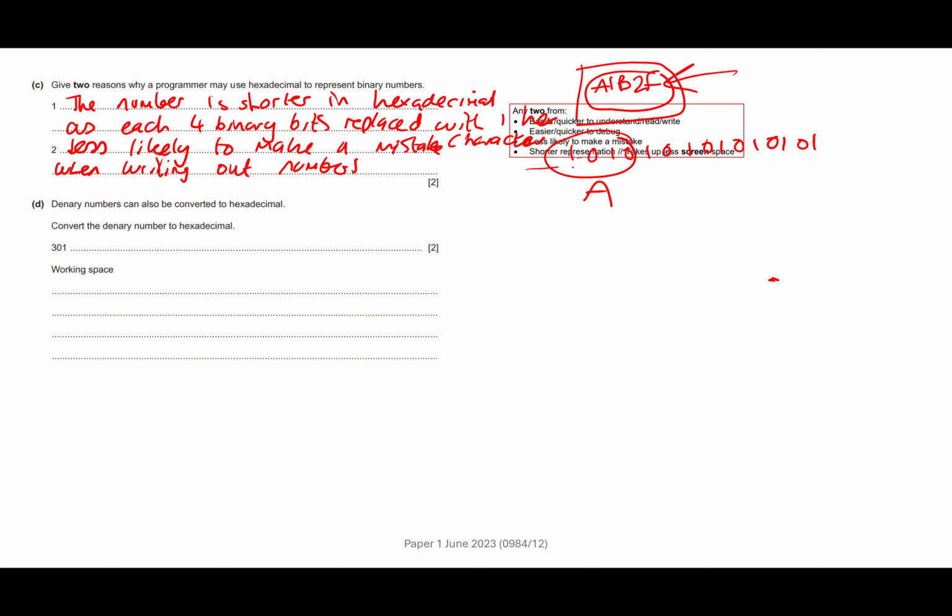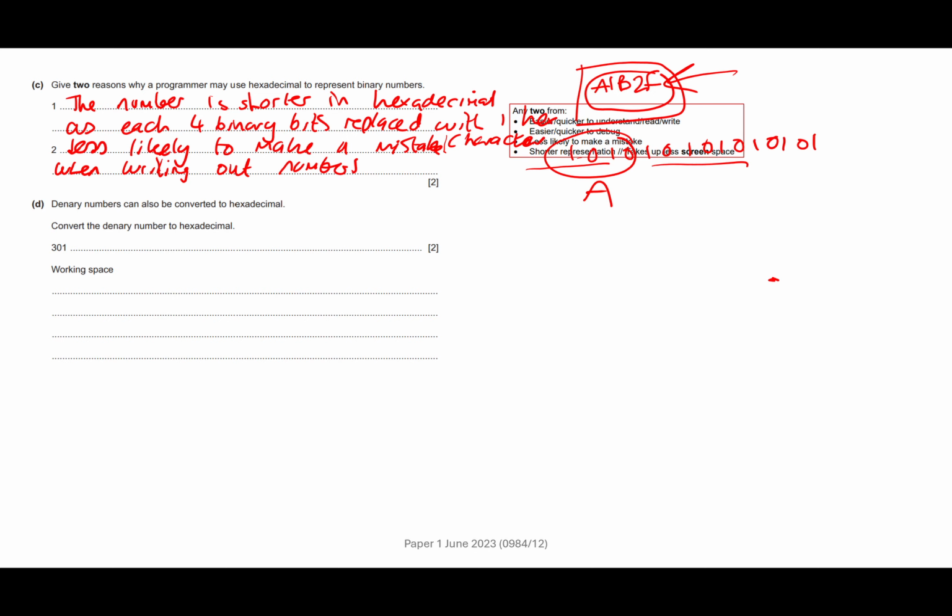So shorter representation, or it takes up less screen space. Yeah, so the number is shorter in hexadecimal as each 4 binary bits is replaced with 1 hexadecimal character. So we've said that, and we've given them a bit of detail as well. Less likely to make a mistake, so we've said that.